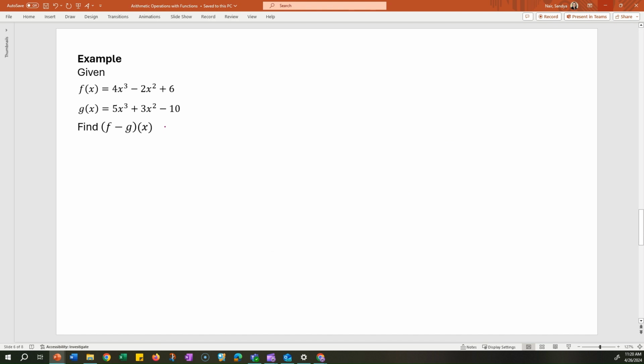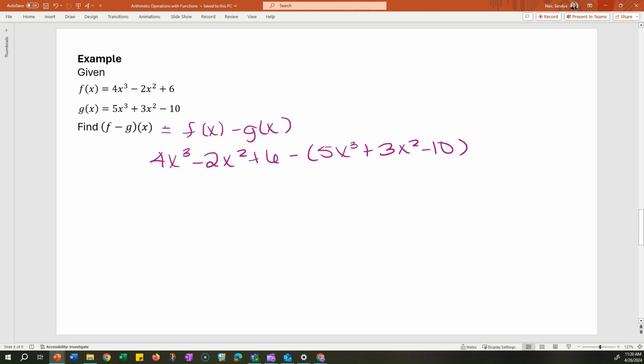So now let's try this problem. So here, once again, we're subtracting, right? f minus g of x means f of x minus g of x. So let's go ahead now and plug in what we have. So we have 4x cubed minus 2x squared plus 6, and then minus, and then we have 5x cubed plus 3x squared minus 10. Remember, once again, that second polynomial needs to go in parentheses, so we distribute that negative to every single term. So we have 4x cubed minus 2x squared plus 6, and then minus 5x cubed minus 3x squared, and then plus 10.